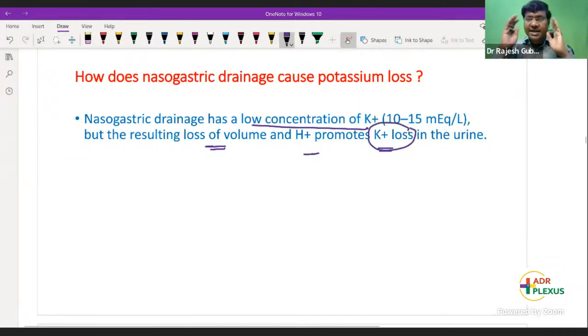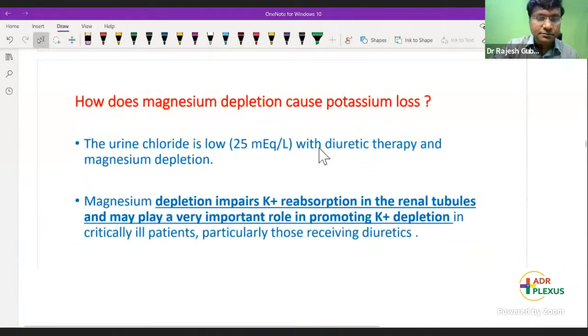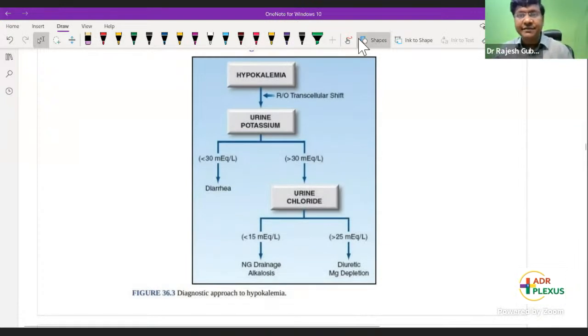Sir, regarding the potassium loss, you have taught multiple etiologies, how to differentiate? Yes, this table is very, very important. This flow chart is very important. So if there is hypokalemia, first you rule out if there is any transcellular shift. That means, is there any alkalosis? Is the patient taking any beta-2 agonist? Is the patient taking any insulin? Is there any hypothermia? Rule out the transcellular shift.